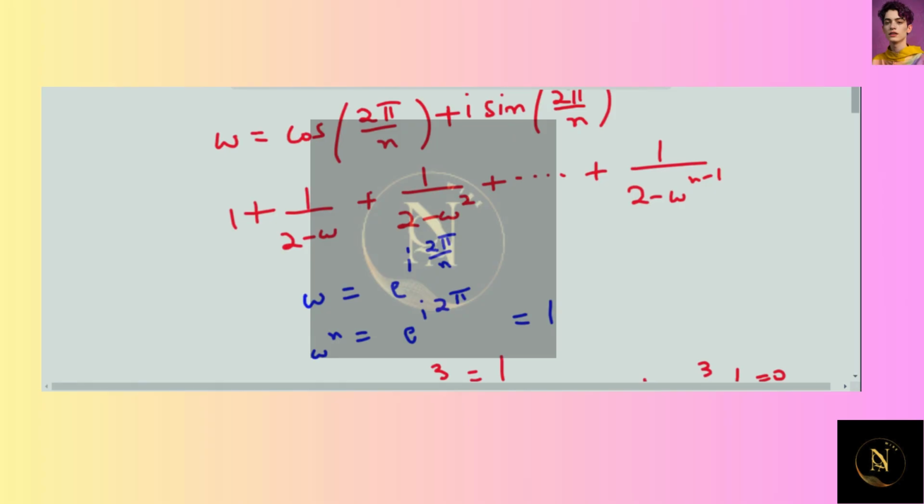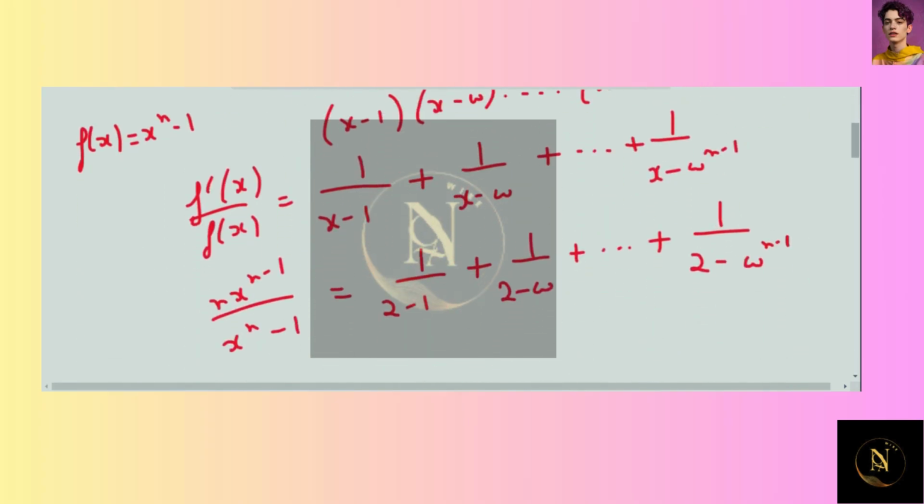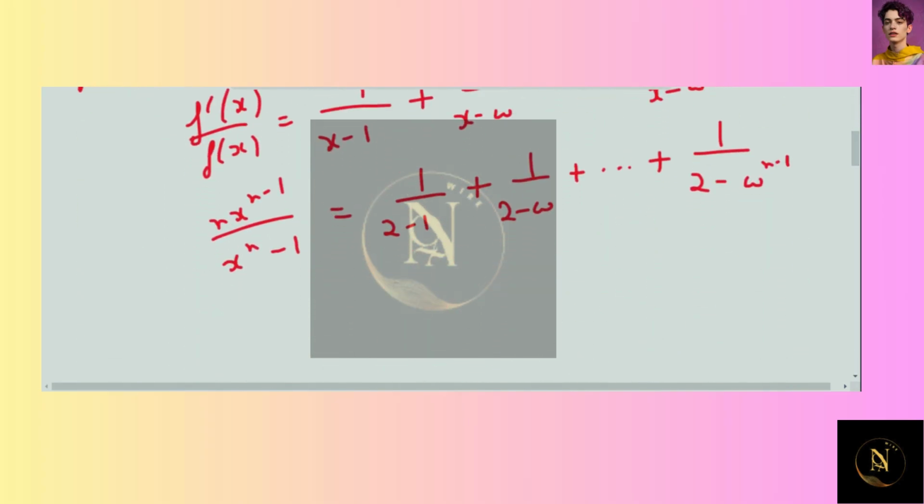So we've taken x equal to 2. In place of x we put 2, and we get this sum coming out to be n times 2 to the power n − 1 over 2 to the power n − 1. So option B. Thank you.